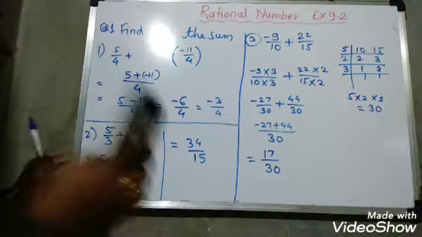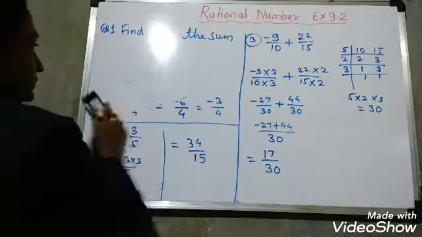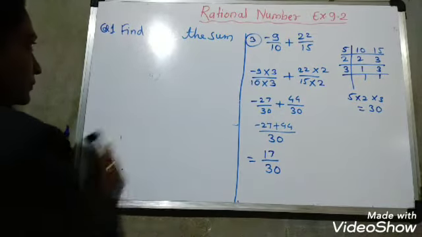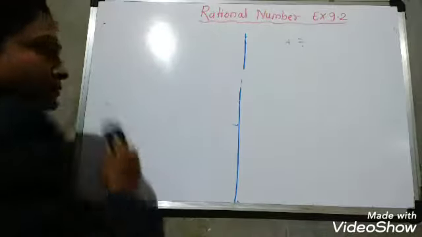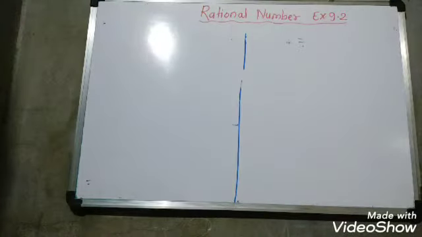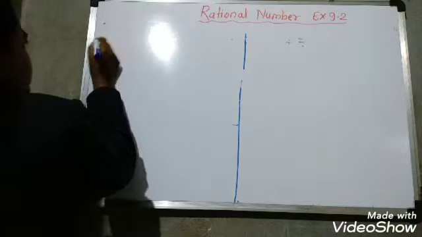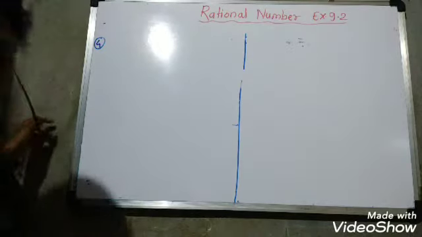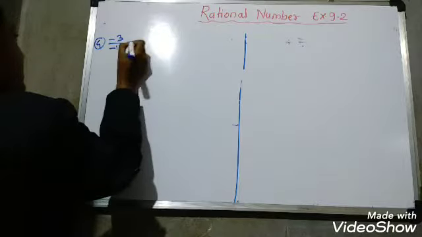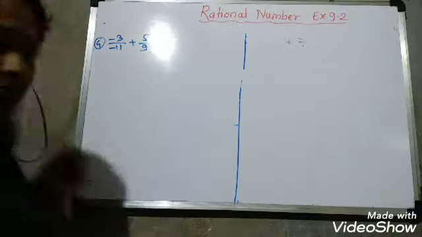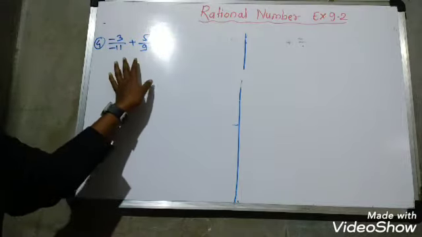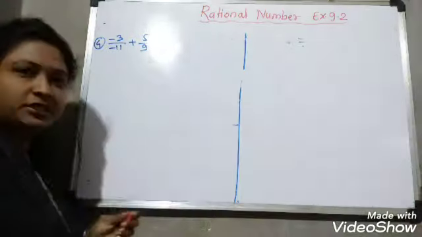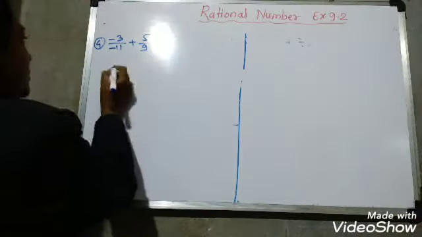Now we will move towards our next example. So we will see our fourth example. What is the fourth example? The fourth example is minus 3 upon 11 plus 5 by minus 9. This is the example. Now see students, here also you can use the LCM method, or you can find it by cross multiplication. Now these numbers are small, so directly we will do the cross multiplication.